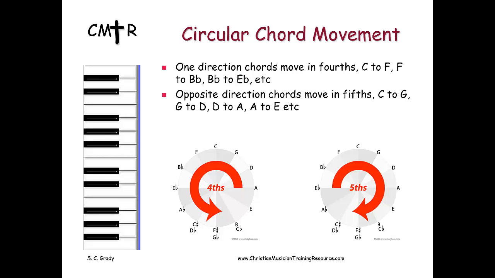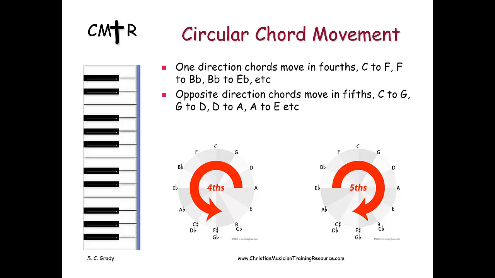If you're moving in fifths in the opposite direction, you'd be moving from C to G, which most people understand is a fifth, because C is a common key that people begin to learn how to play piano in. So C to G is a fifth, G to D is a fifth, D to A is a fifth, and so forth. And you would go around through all of the notes on the piano until you arrive back at C.